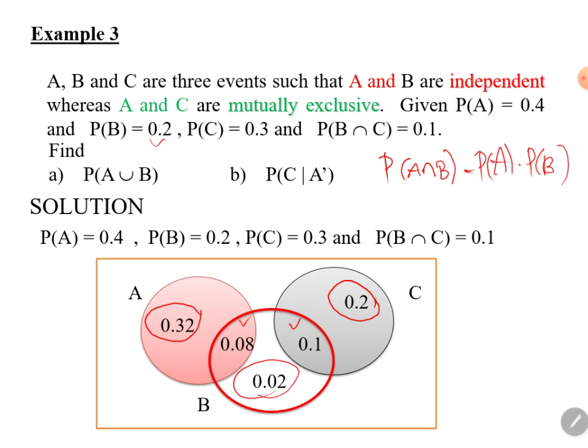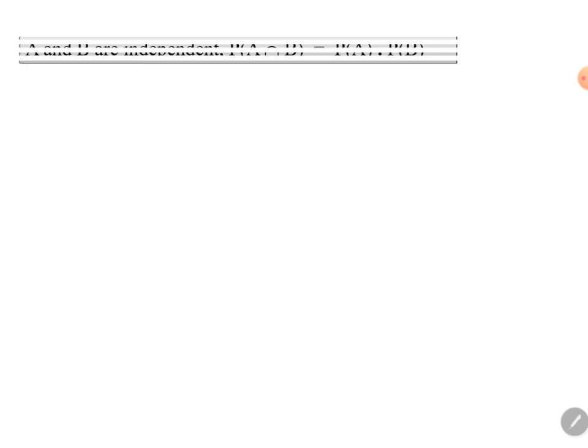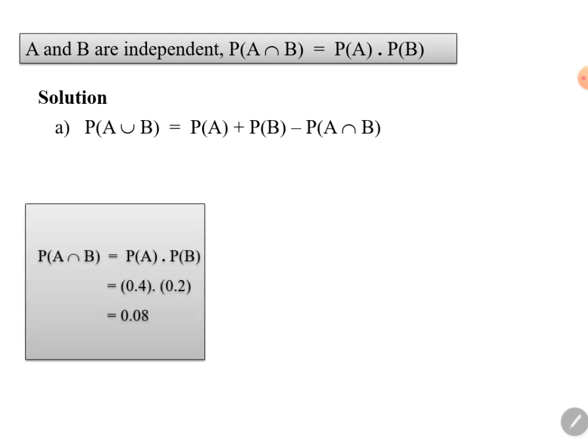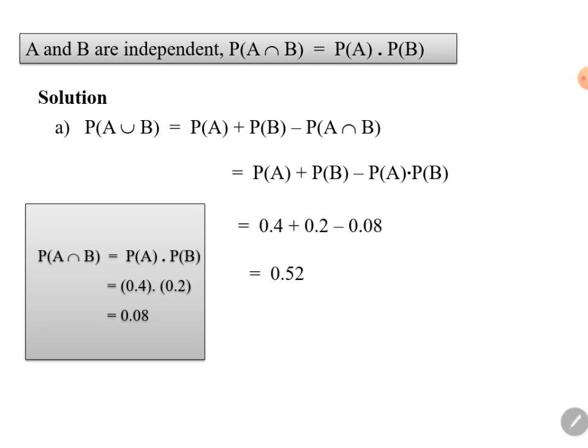Now we want to find probability of A union with B. If we have the Venn diagram, you can directly just add up these four areas: 0.32 plus 0.08 plus 0.02 plus 0.1. But there is another way to find probability of A union B. We can find the intersection first, which is just the multiplication of probability of A and B, so we get 0.08. Probability of A equal to 0.4, probability of B equal to 0.2, and minus the intersect, which is 0.08, we get 0.52.